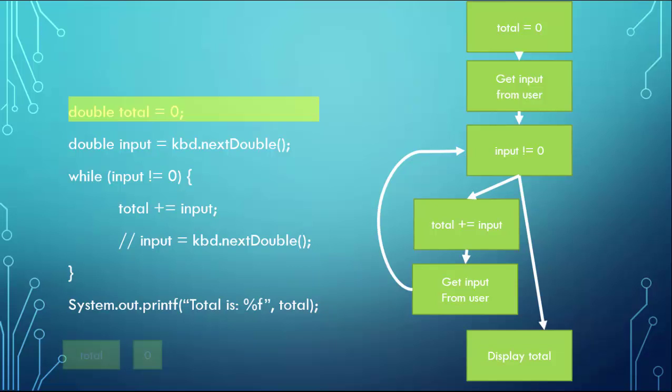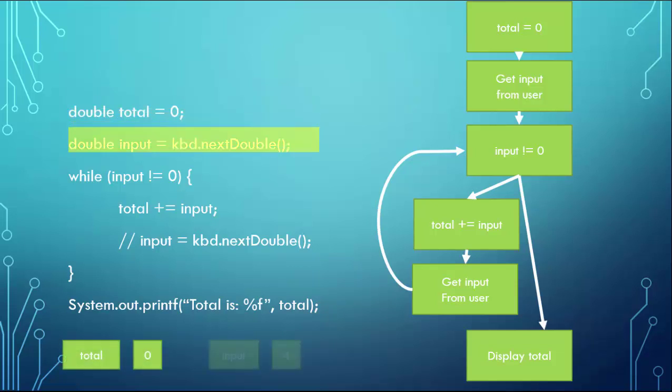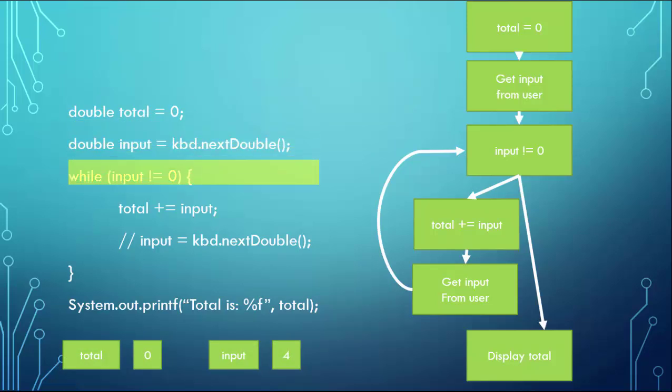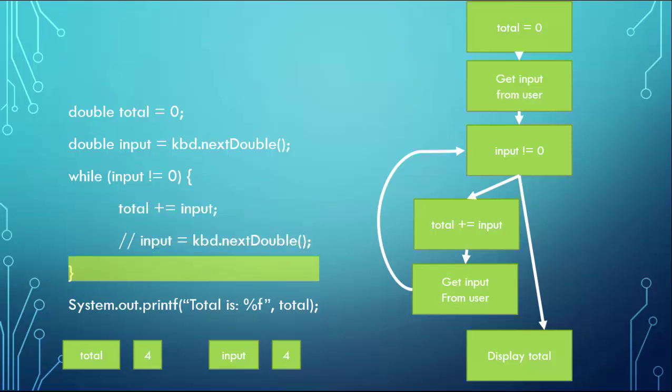What's going to happen is total will start as 0. Input, let's say they type in 4 like the last time. So input is not equal to 0. That's true. So we add 4 to our total. But we skip this line. We're not executing that line, so we don't get another input from the user. Input is still 4. They haven't had a chance to type anything in.